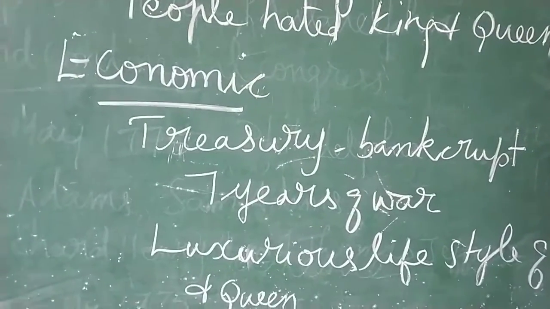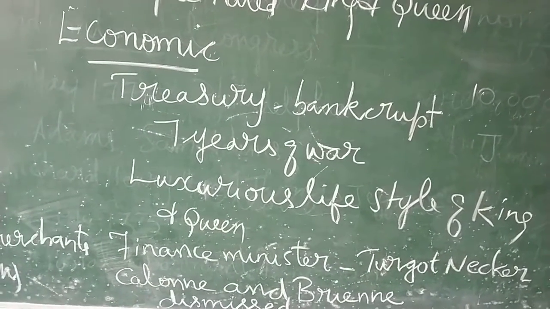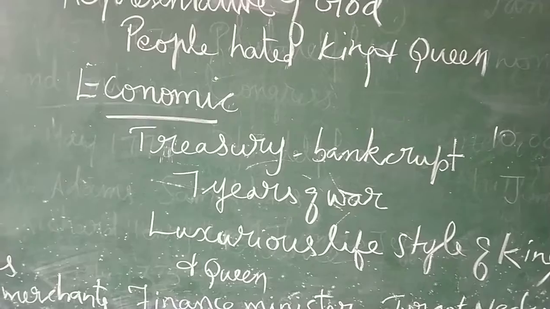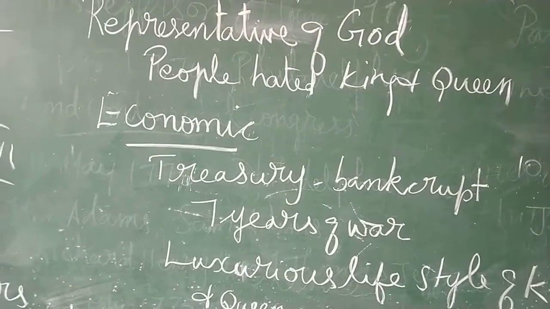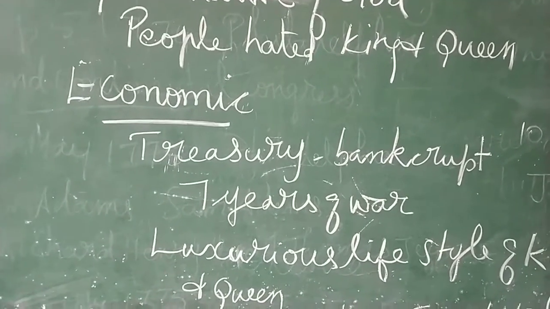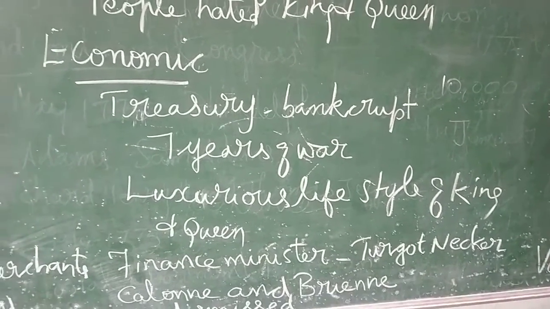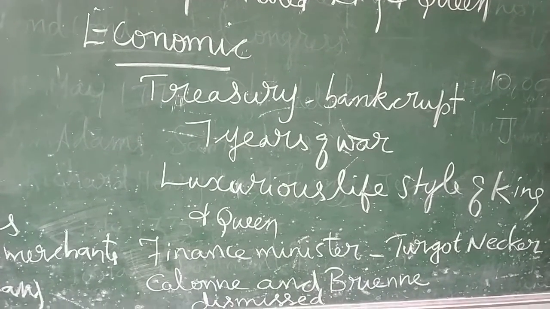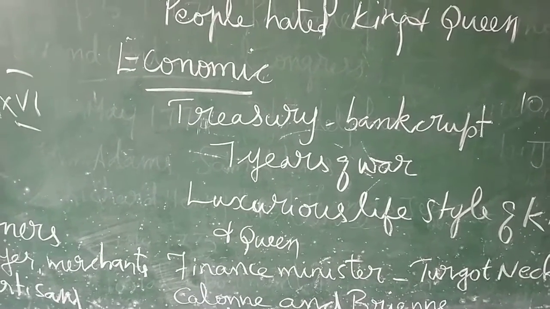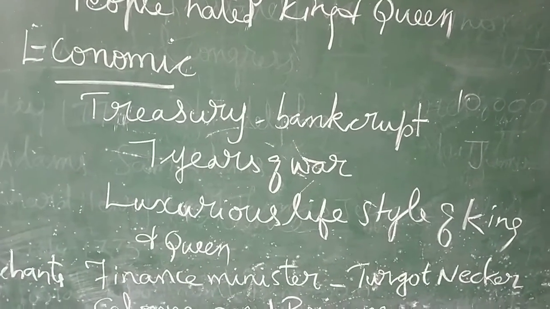When you come to economics, the treasury was very, very bankrupt. Bankrupt means there was no money. Why? Because they were involved in the Seven Years' War. Seven Years' War means they were helping other countries involved in the war. Apart from that, there was the luxurious lifestyle of the king and the queen. Marie Antoinette spent more money on her luxurious life, not taking care of the people under them. So this became an economic problem in France.